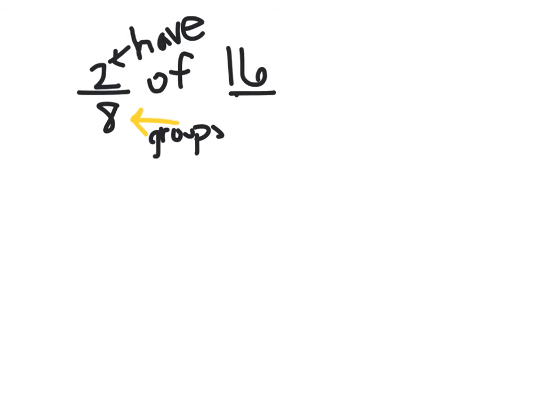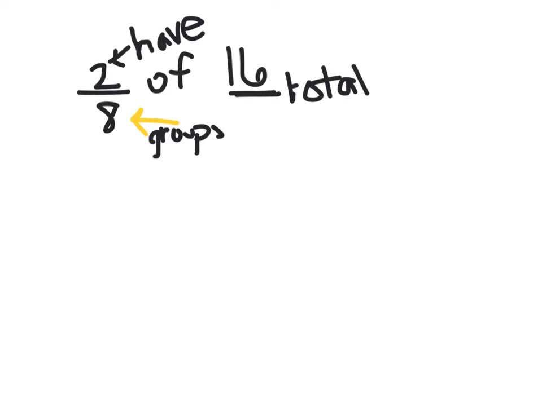And our 16 is our total. I have 16 things. I need to make 8 groups, 8 equal groups. And after I've made 8 equal groups, I'm going to look for 2 of those groups. So it can be a little tricky to do this and make sure I have equal groups.